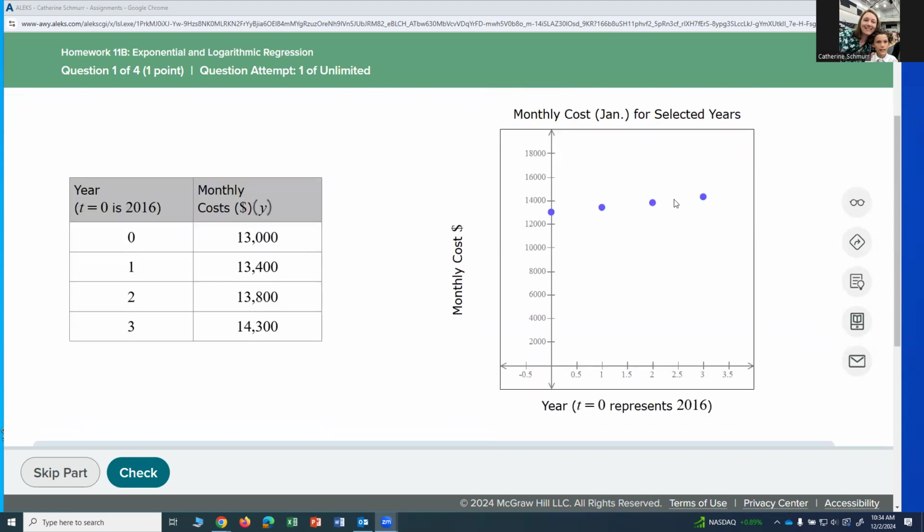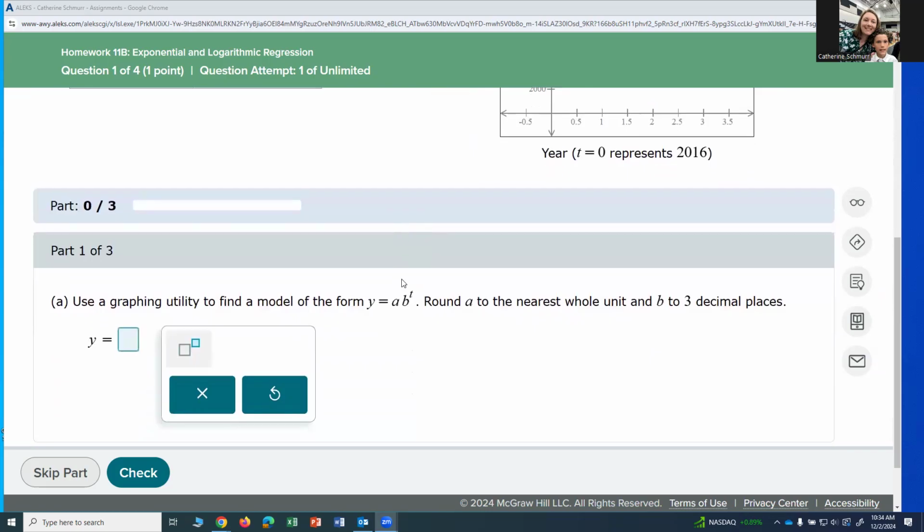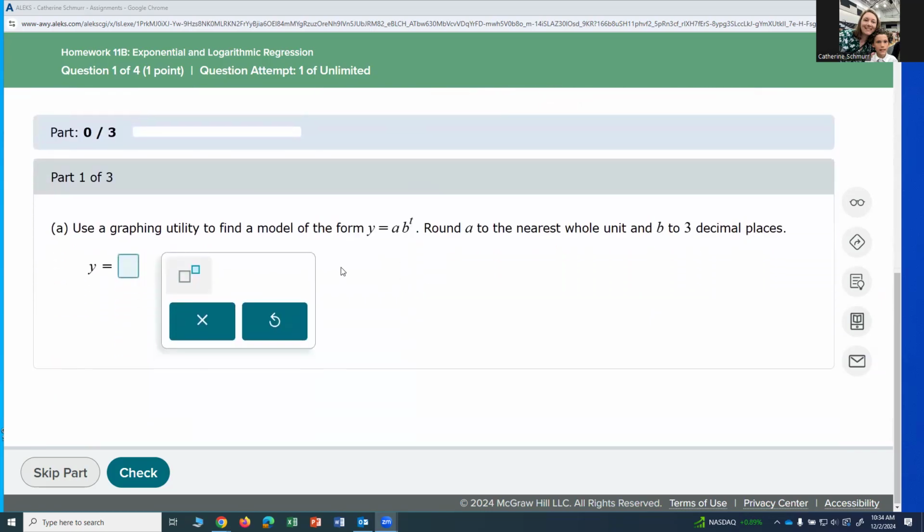Now notice we have a graph here, a scatter plot, and we have a table of values. And part A or part 1 of the question says, use a graphing utility to find a model of the form y equals a times b to the t, round a to the nearest whole unit and b to 3 decimal places. Now this is an exponential function, so what I want to do is exponential regression.